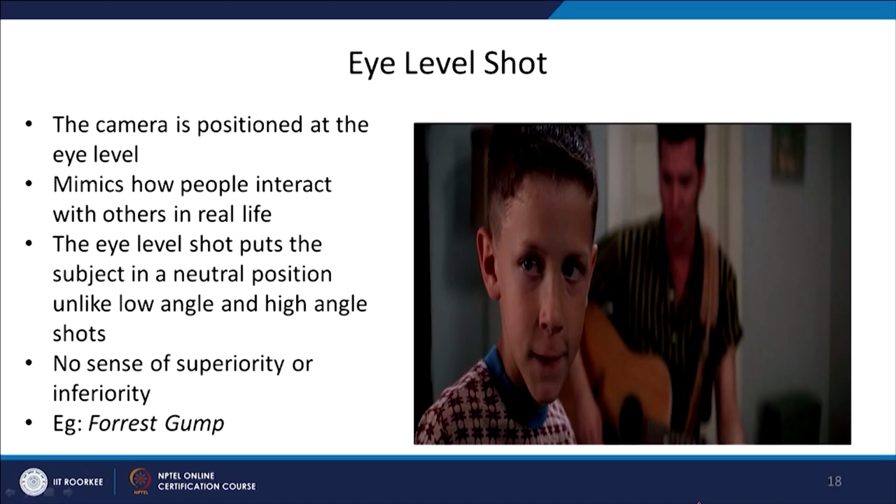The eye level shot is basically an attempt to mimic the way people normally behave in their day-to-day life. Here in these shots we find that the camera is positioned at eye level. So, the eye level shot puts the subject in a neutral position, unlike the low angle and the high angle shots, and it does not depict any sense of hierarchy, either of being powerful or powerless. So, the eye level shots suggest a neutrality in terms of our relationship with the subject portrayed on the screen.